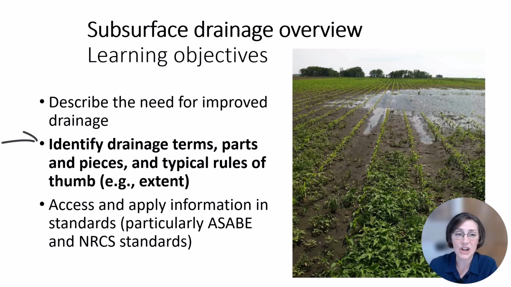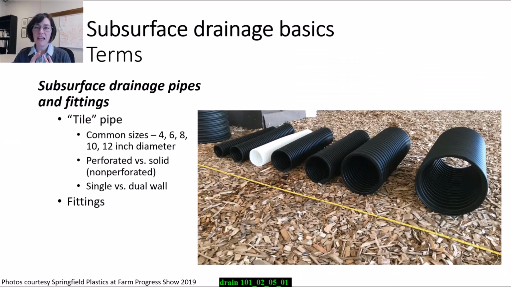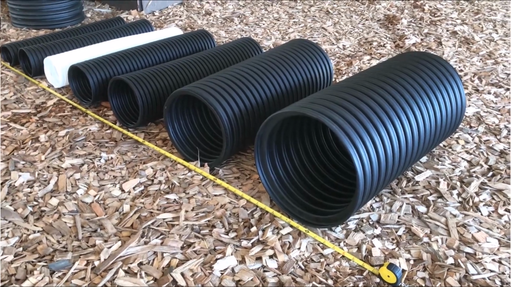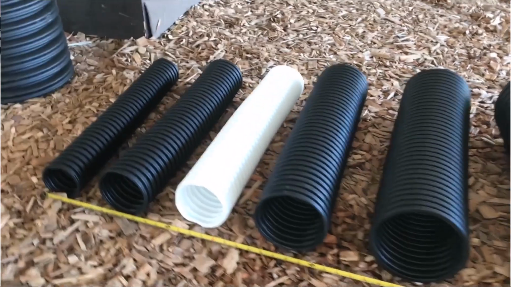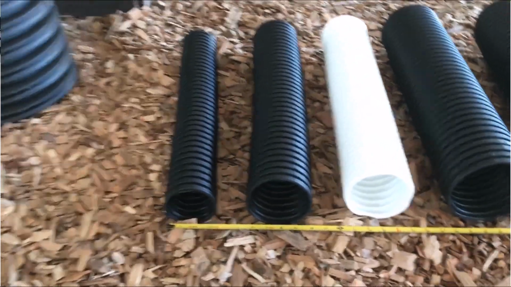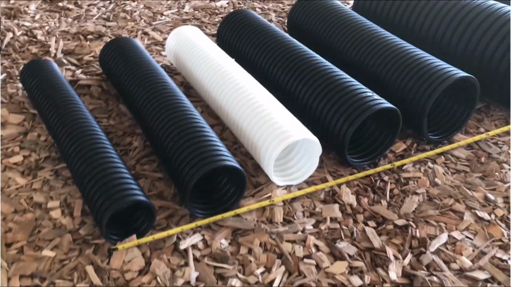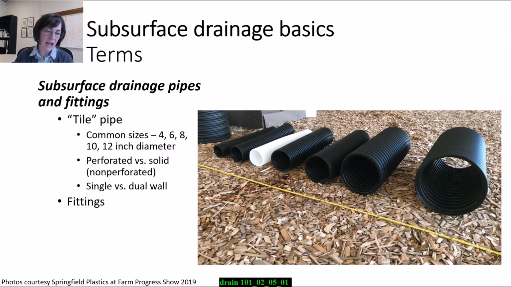In this lesson, we'll continue to discuss drainage terms. Even though we don't install clay tile cylinders anymore, we often still refer to it as tile pipe. Technically, it's subsurface drainage corrugated plastic, single wall corrugated plastic drain pipe is what we would say. But like you see on the slide, tile pipe.